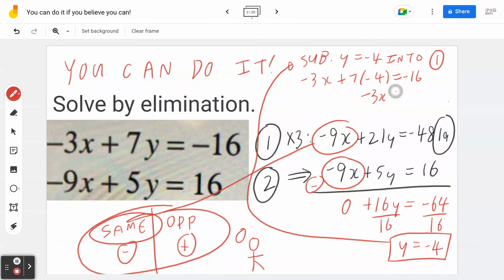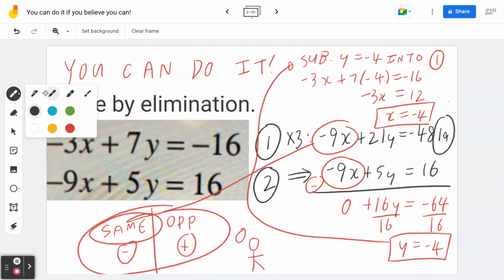Again, think about this. You can grab a calculator. You can do mental math. 7 times negative 4 is negative 28. Bring it to the right. That's 28 minus 16, which is going to be 12. Again, the opposite of multiplying by negative 3 is to divide by negative 3. 12 divided by negative 3 is going to be negative 4.